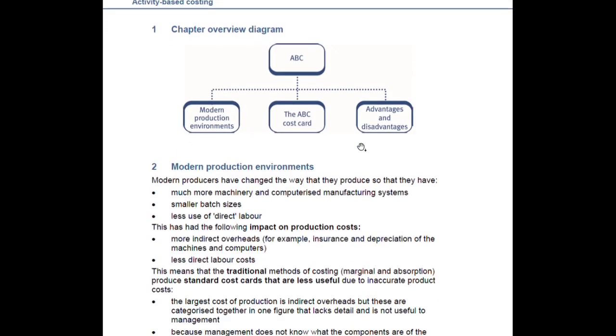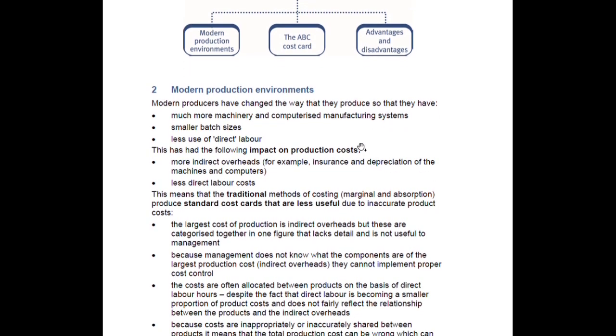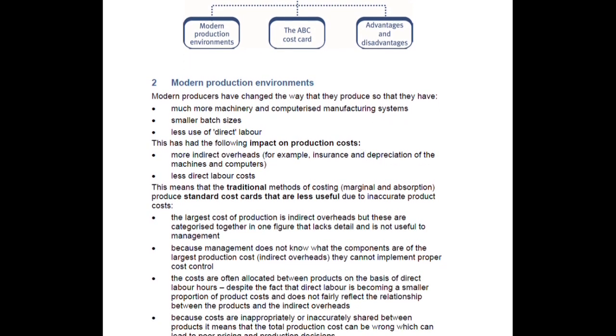All right. So we live in a modern production environment, right? So it is different from the traditional one. So let's see what is the difference between modern environment and traditional environment. Now, modern producers have changed the way of their producing. So they have more machinery and computerized manufacturing systems, smaller batch sizes, and less use of direct labor.